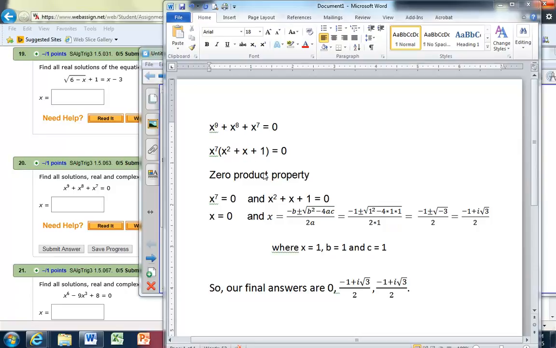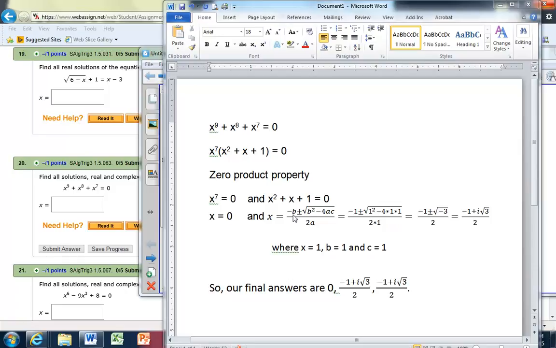Zero product property says we take each factor, set them equal to 0, and solve. So the opposite of raising something to the 7th power is to take the 7th root. So the 7th root of 0 is just 0. From our quadratic equation that we have here, we're going to use the quadratic formula to solve.